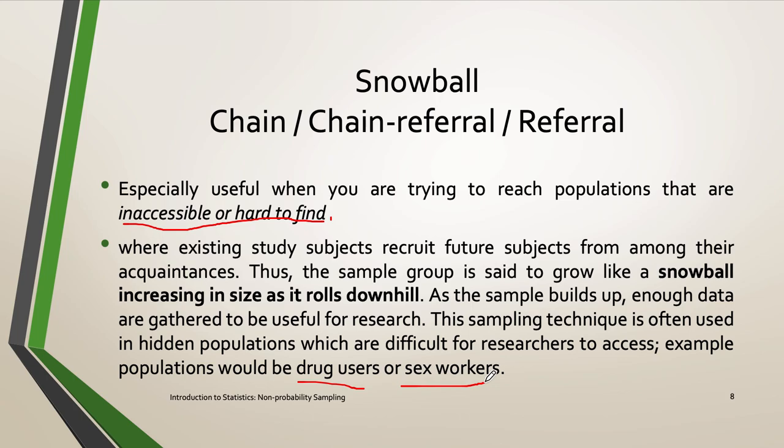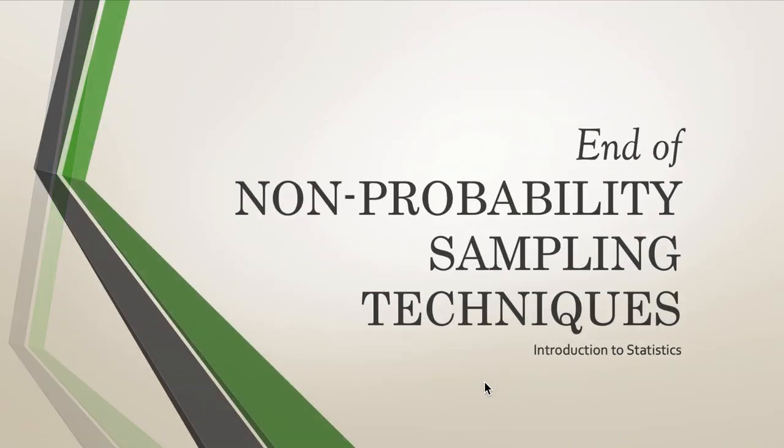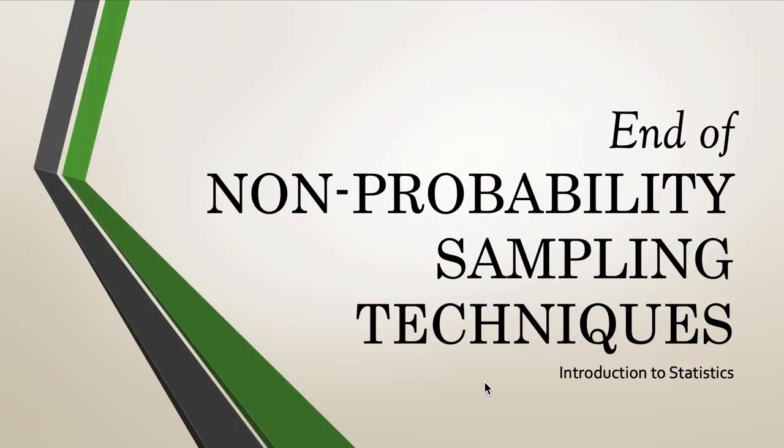So that's snowball. As a recap, we have the convenience or accidental sampling, the purposive or judgmental sampling, the quota, and the snowball sampling. So we have four. That ends our non-probability sampling techniques.